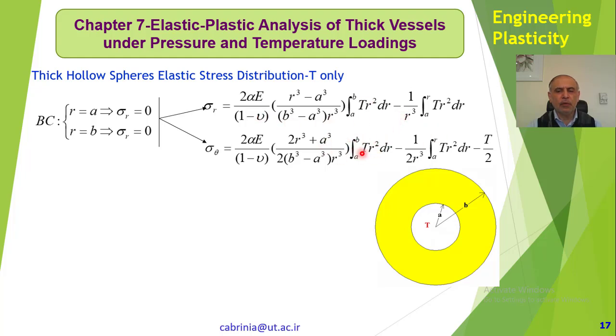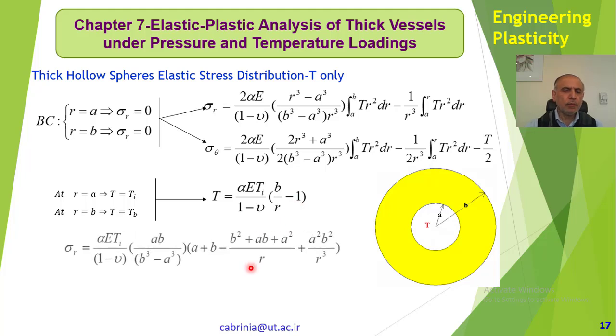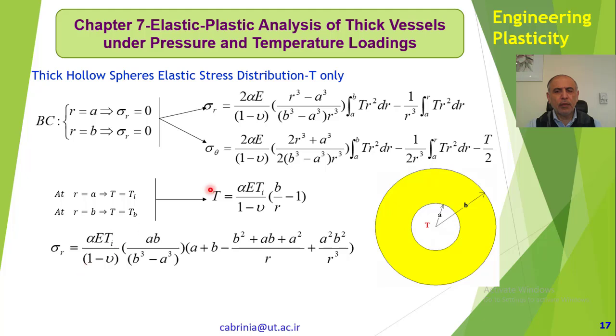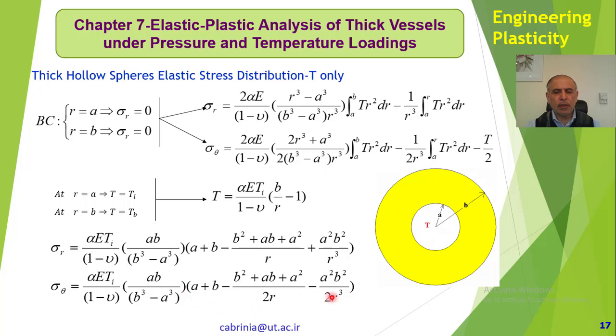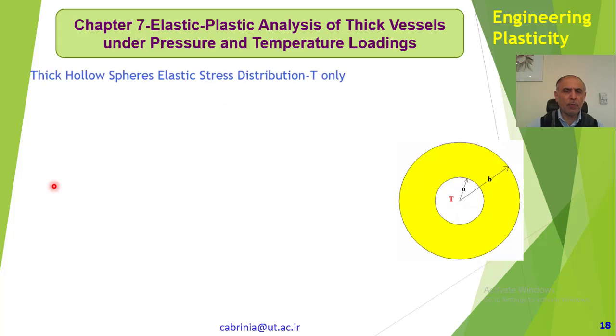Still I have to do some integration in terms of the temperature, so I use these boundary conditions for the temperature, and this is T equal to alpha E Ti over 1 minus mu, times B over R minus 1. Therefore I can integrate these two, and I will get sigma R equal to this, and sigma theta is equal to this relationship.